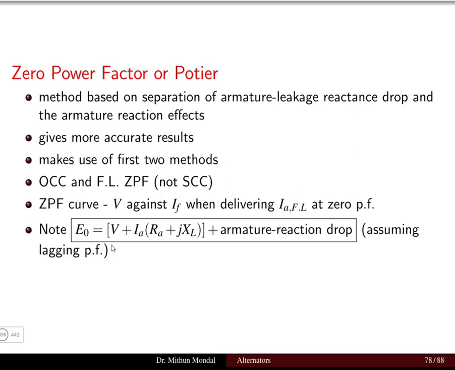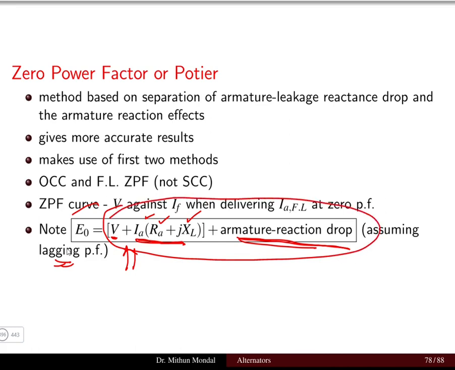So we note that the value of E naught, that is the no load voltage, is basically the terminal voltage V plus the total drop, that is IA RA plus j times IA XL, plus we have the armature reaction drop, assuming the lagging power factor condition. So this is the full no load voltage formula when the different drops are taken into account.